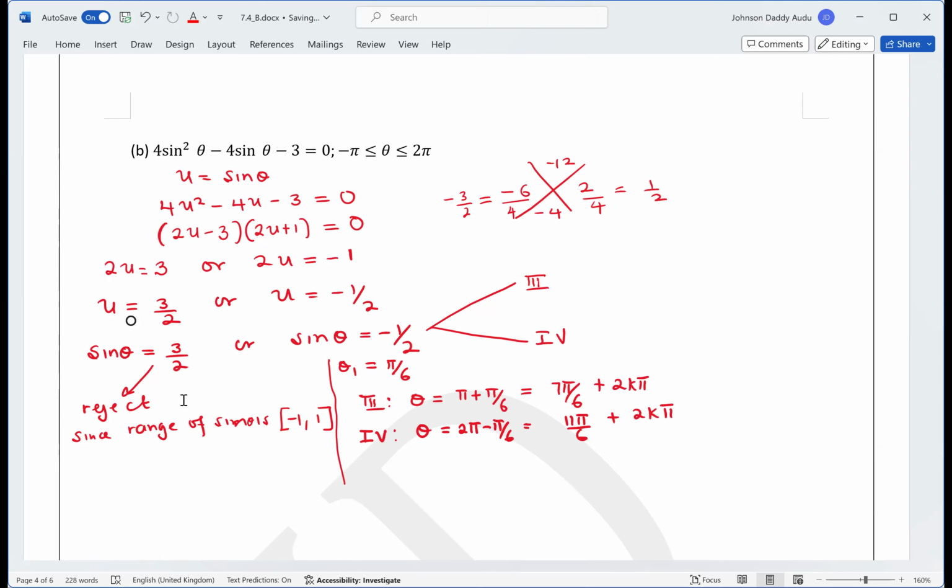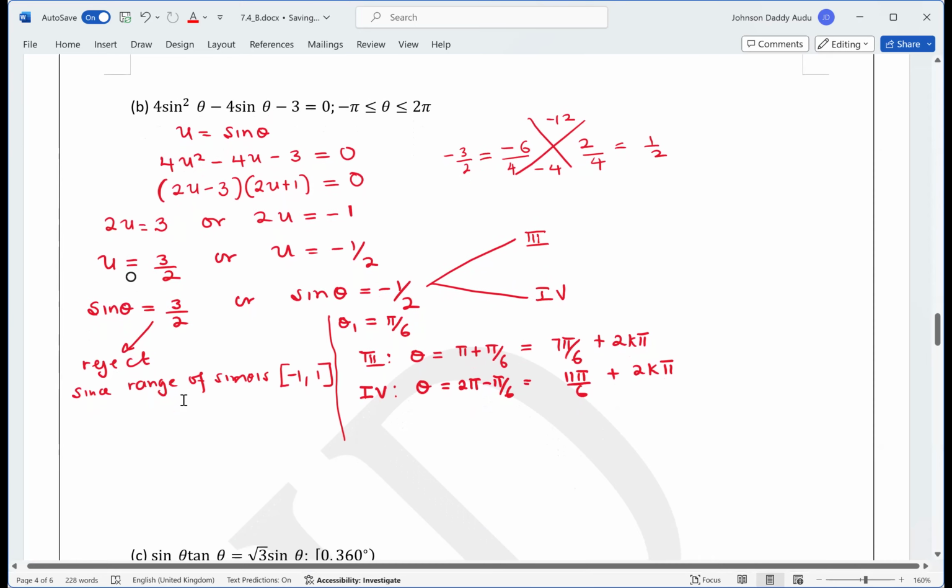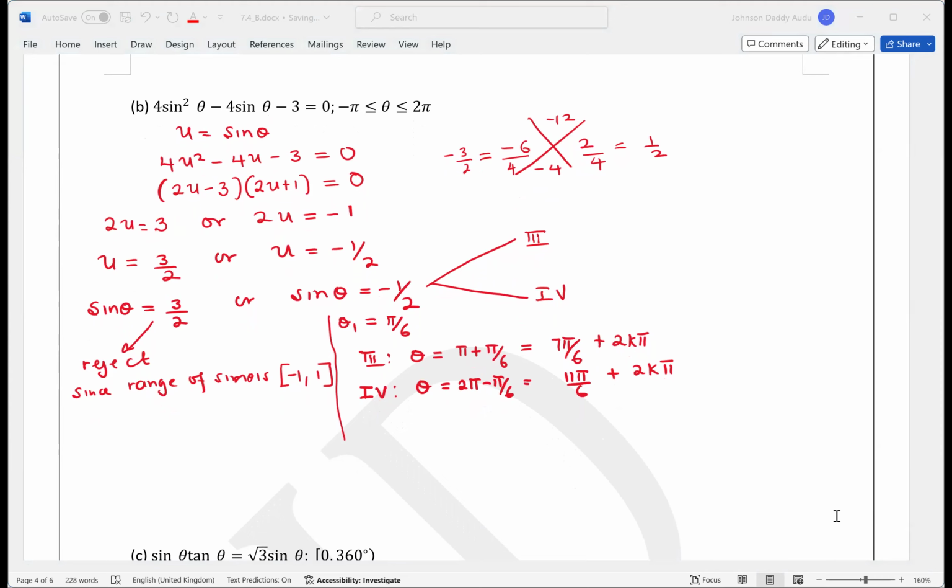So what can we say now? We just need to find the range. If you look at the domain carefully, we have from minus pi to 2 pi. So it means we can consider some negative k's as well. Definitely we can try, let's say, k equals minus 2. This is just trying.